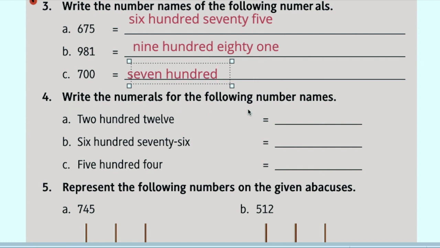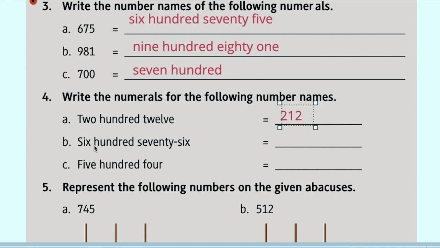4. Write the numerals for the following number names. Here they have given you the number names and you have to write the numerals for these number names. A. We have 212. So in 212 we have to write the numeral for the number which is in hundreds place. Here in hundreds place we have 2. So we are writing 2. After 2 we have to write the number which is in tens place and ones place. So 200 we have written as 2 and 12 we have to write as 1, 2, 12. So together we read it as 212.